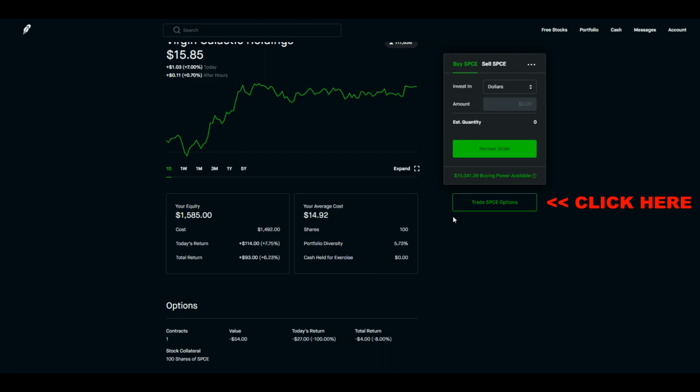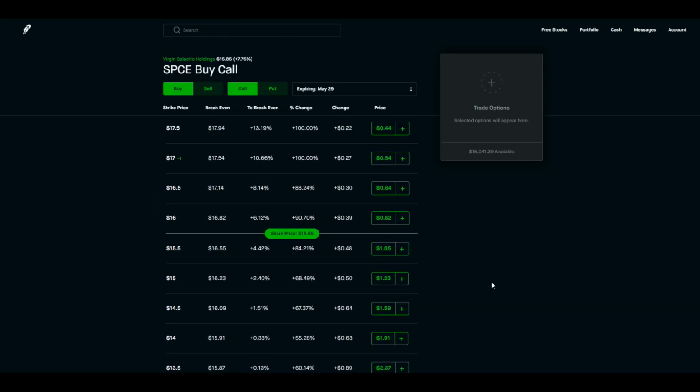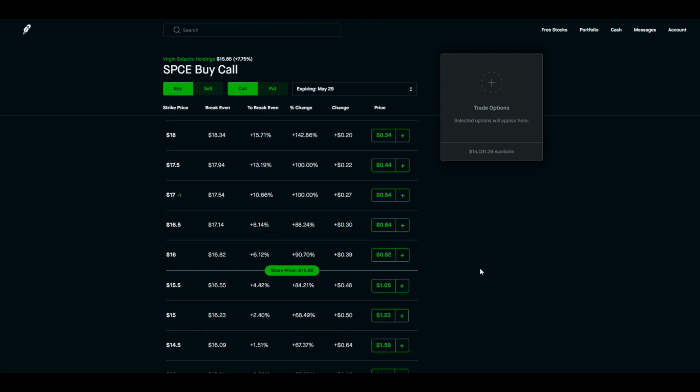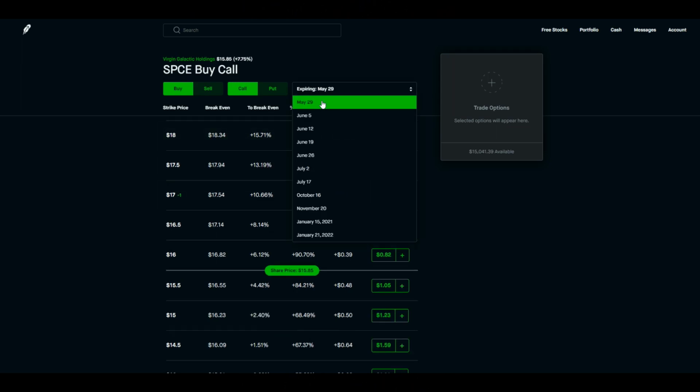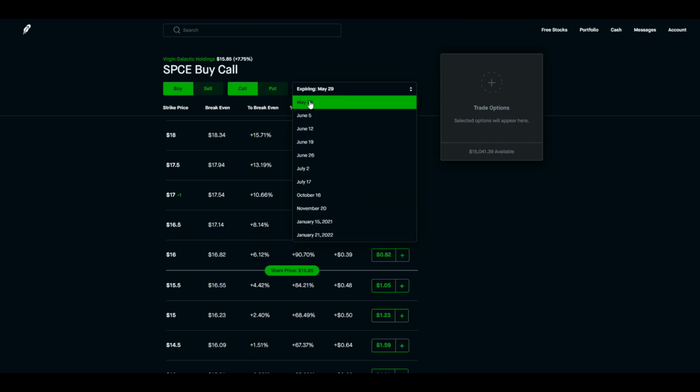I wrote a call option. Pretty much you just go here where it says trade SPCE options. If you do it in the app, you have to click on it. It's going to say trade options or it's going to say buy or sell options. So on May 21st, I chose my options to write a call option on May 29th.